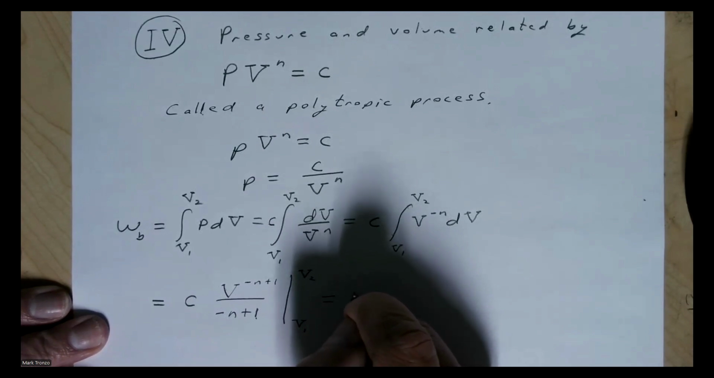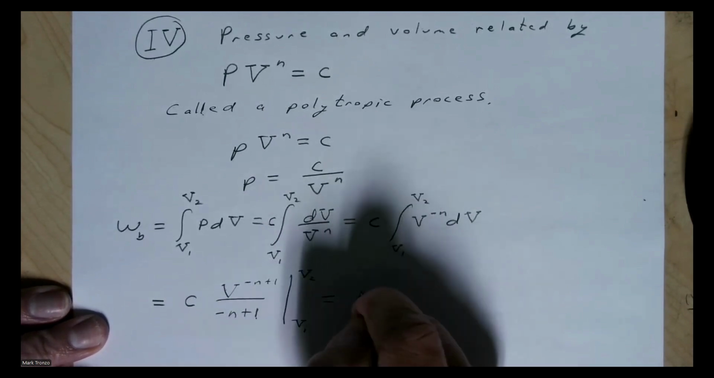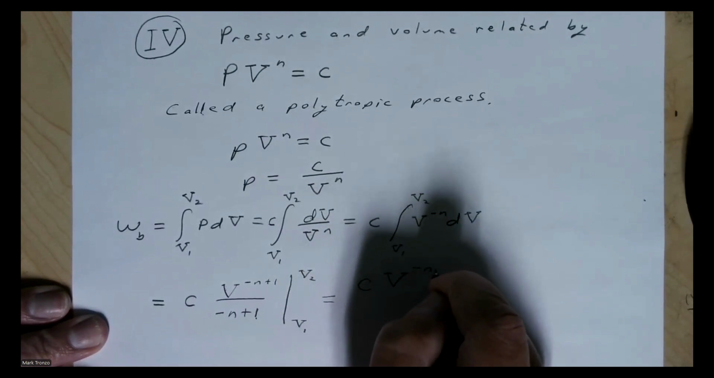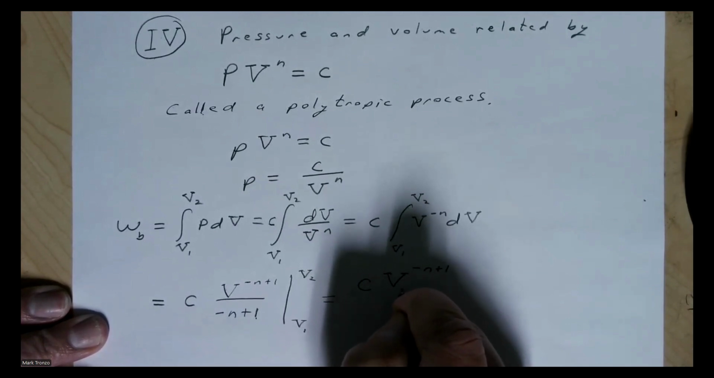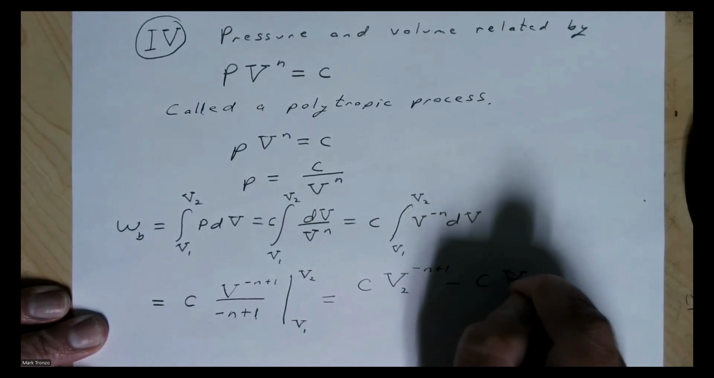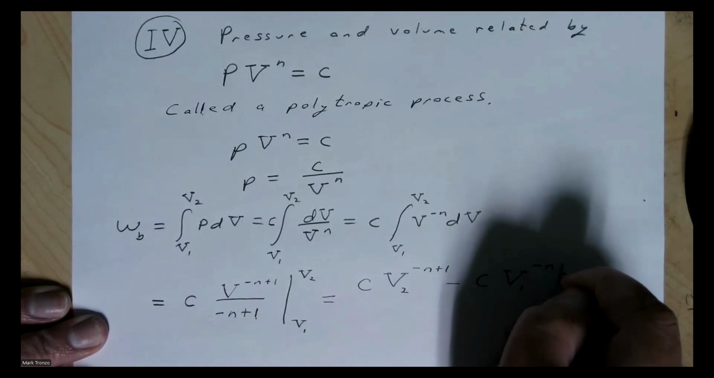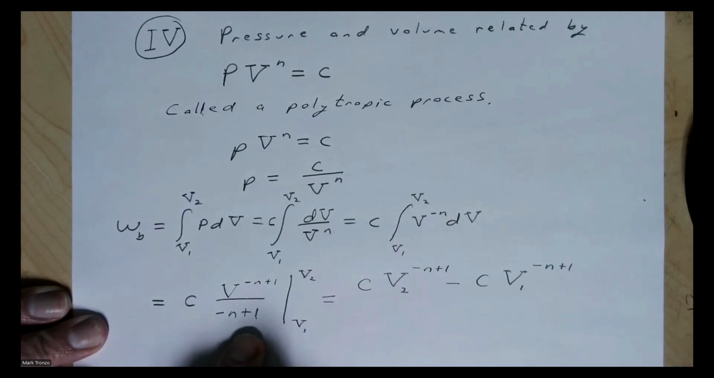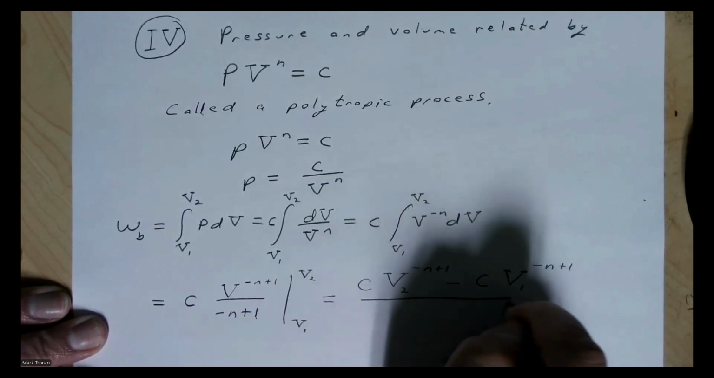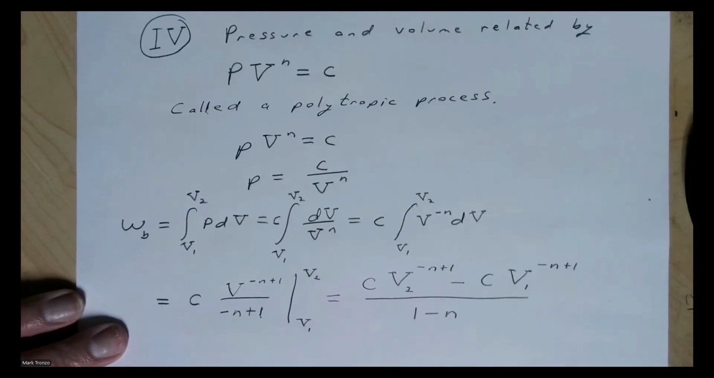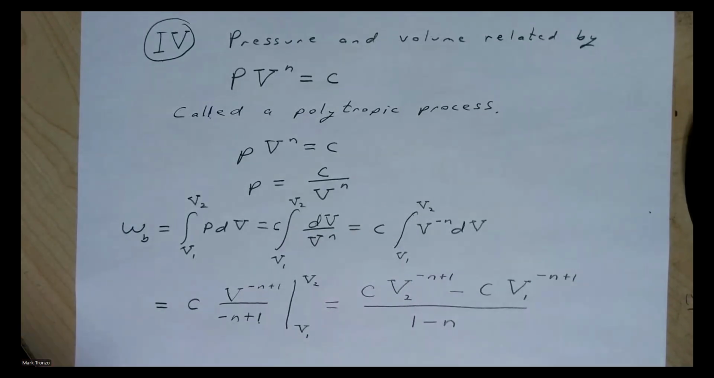And then I'm going to put a common denominator. So I'm going to distribute that C. So when we put the bounds in, we have V2, V1, and 1 minus n in the denominator. I'm going to rewrite that, put the 1 first, and that'll be 1 minus n like this. So that's going to be the work in the case of a polytropic process.